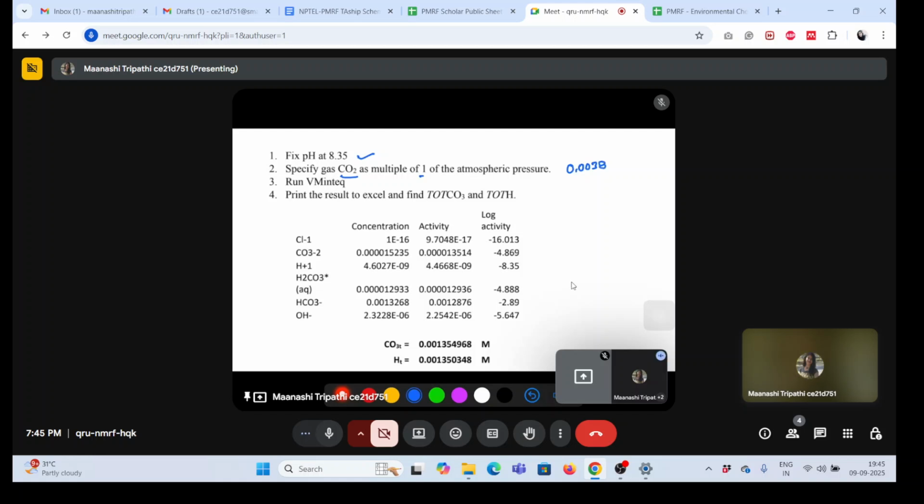Okay, we need to run Visual Minteq, and then we can print the result to Excel, and we can get total carbonate and total hydroxide. If we put this result in Excel and draw the graph, we will get some values like this, species with pH.